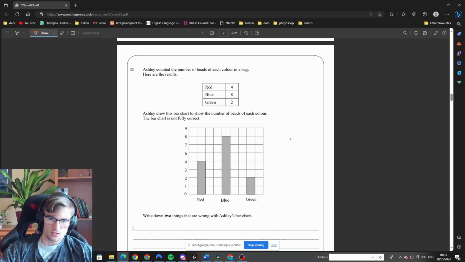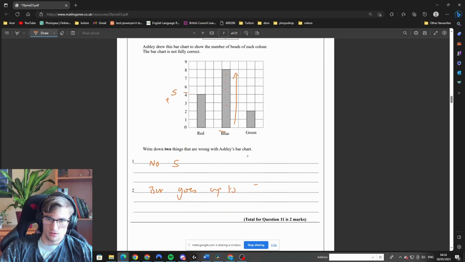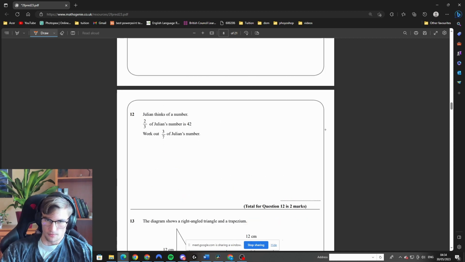For starters, 1, 2, 3, 4. There's no 5. So that's one thing. No 5. 2, 3, 4, 5, 6, 7. This one only has 7. There's actually 8 blue beads. 7, not 8.